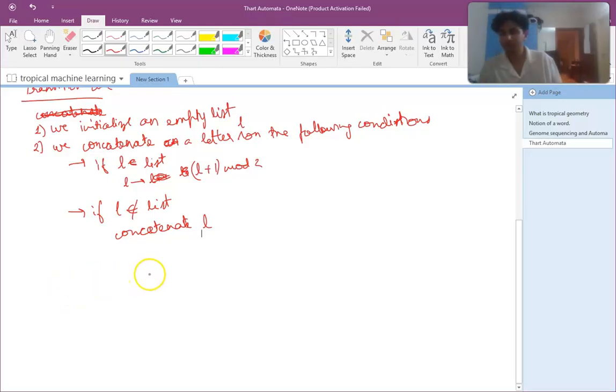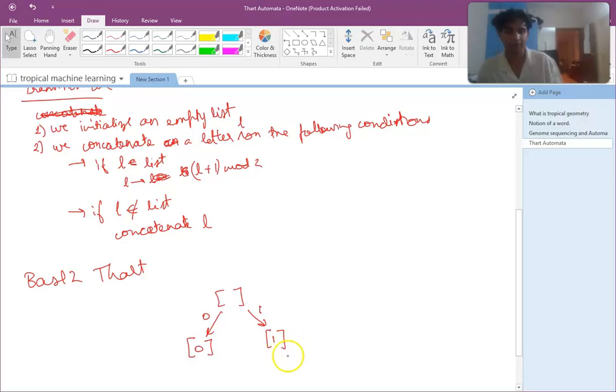So for this one, we will start with a base 2 third. Let's just follow this procedure. We start with an empty list, and there are two possibilities. Either I concatenate a 0 or I concatenate a 1. So in this case, I will have a 0 and a 1. Now in the next case, I can either concatenate 1 again or I can concatenate 0. This case as well, 0 or 1.